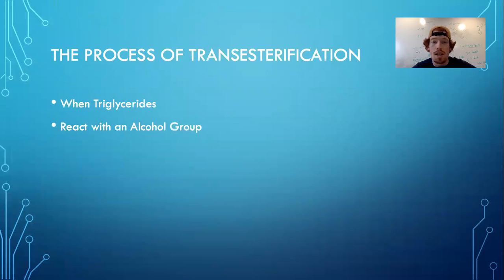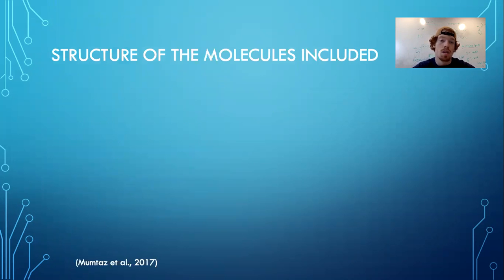So the process of transesterification is when triglycerides, which are animal fats and vegetable oils, react with an alcohol group. This results in glycerol and methyl esters, otherwise known as biofuel. So the structure of the molecules that are included.